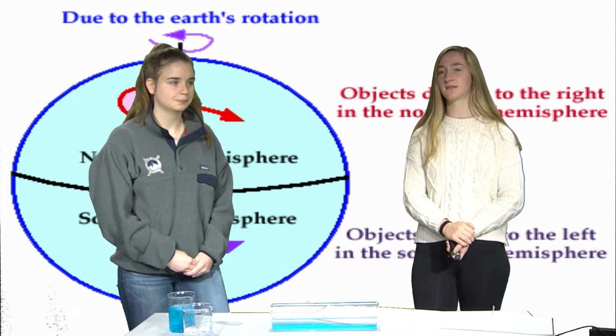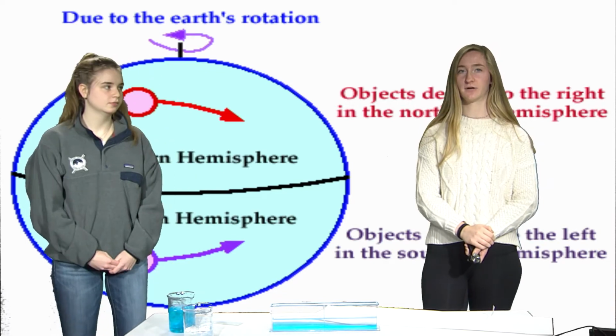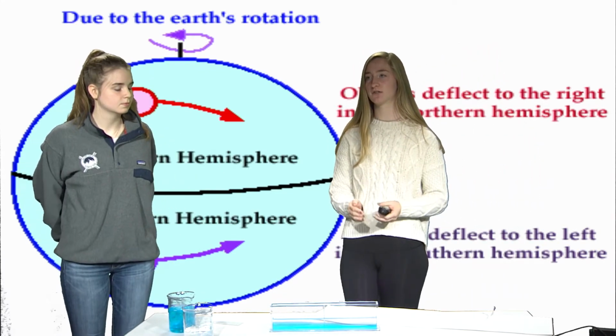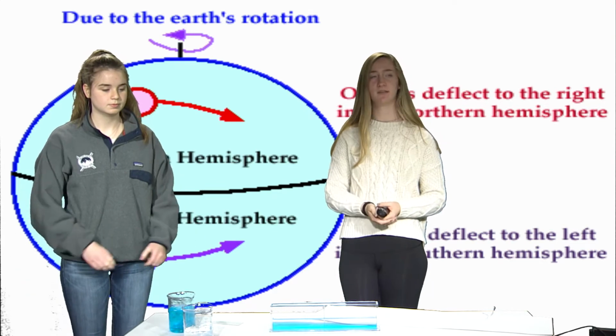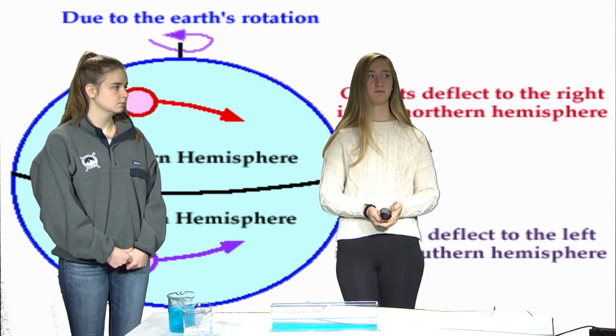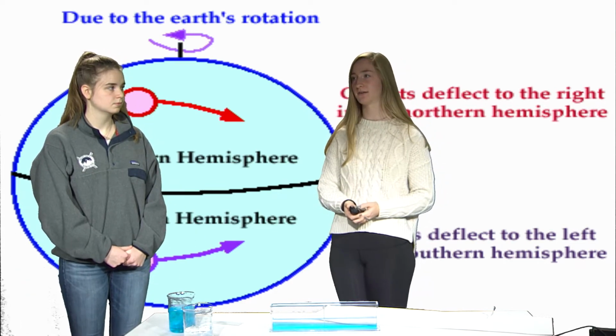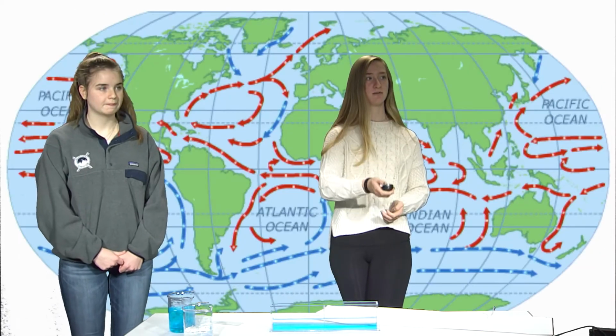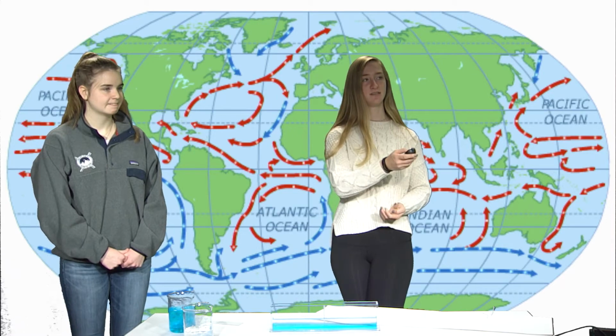So another thing that's really important to ocean currents is the Coriolis effect. That is basically caused by the rotation of Earth, which creates different directions of currents. In the northern hemisphere, the currents will go clockwise, and in the southern hemisphere, they'll be counterclockwise because of Earth's rotation. And as you can see in the map here, you can see that effect.